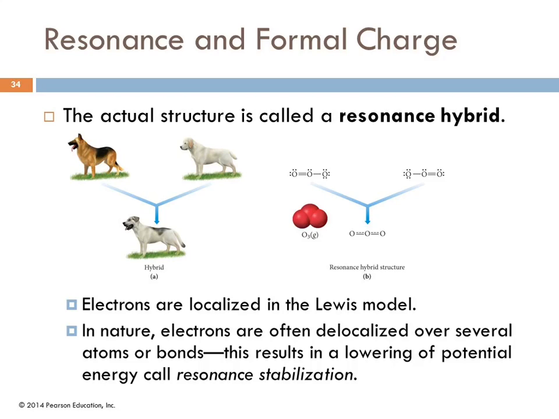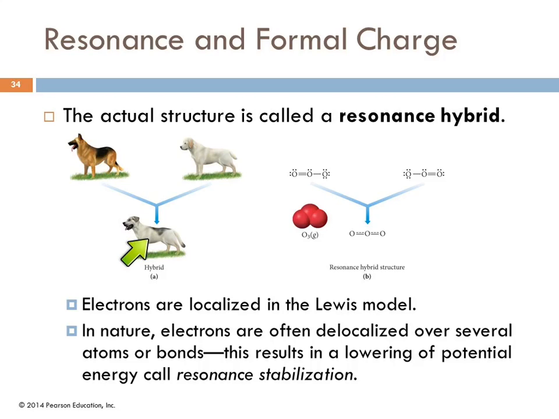So the actual structure is called a resonance hybrid. And it's a little bit like if you took one of these. This is a German Shepherd, and that looks like a golden lab. And if you breed these two, what do you end up with? You end up with something that's in between, right? Dog breeders do that all the time. You can get a cockapoo and all these different combinations. Some of them are really neat.